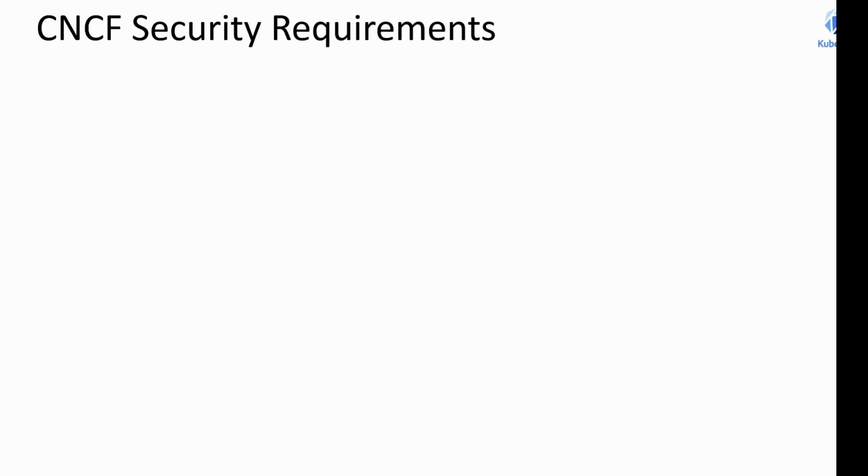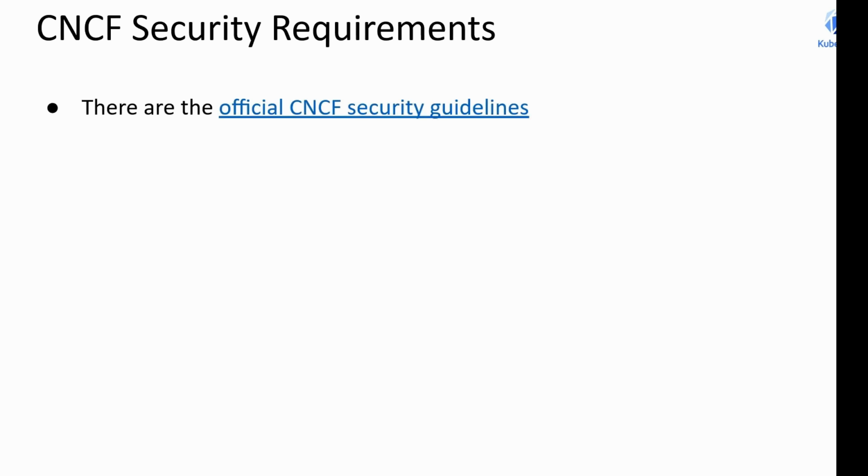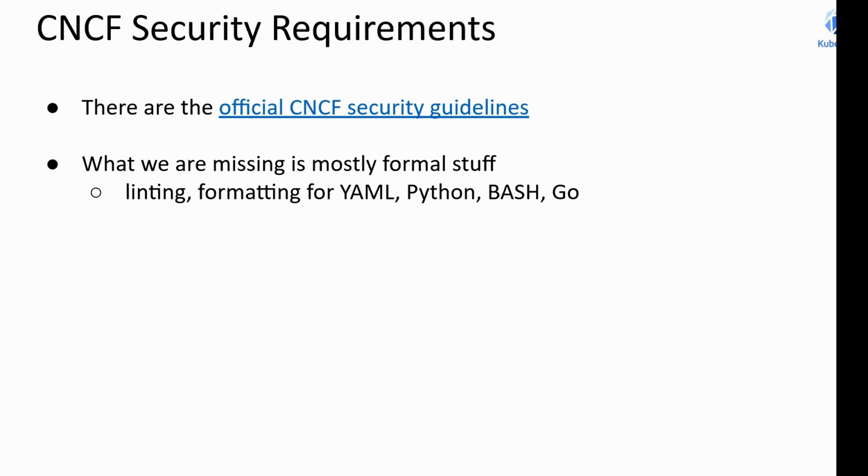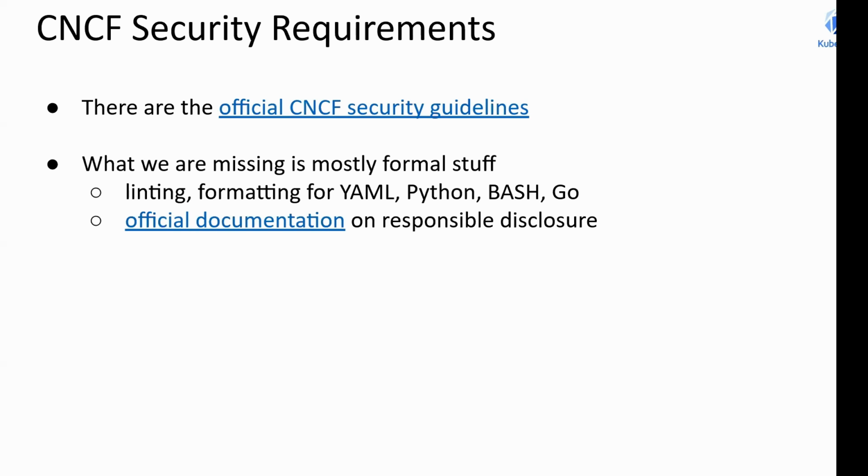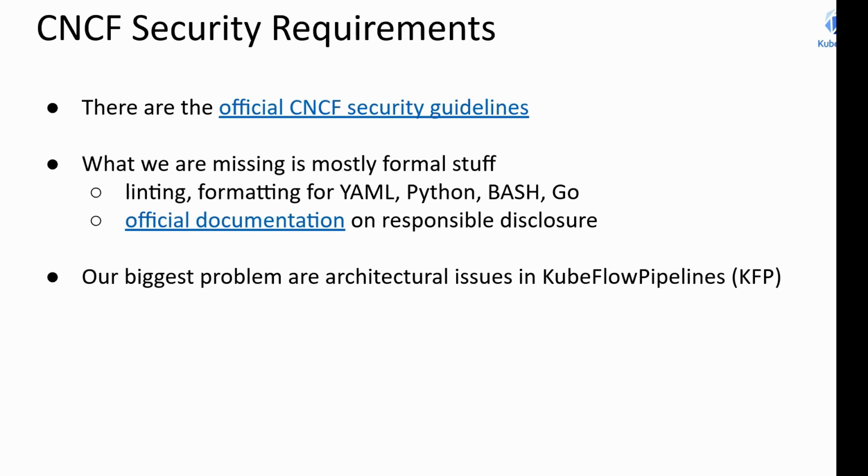Now, due to the CNCF migration that just happened a few months ago, there are now new security requirements enforced on the projects due to the CNCF participation. I checked them. They are linked here, and we are mostly missing formal stuff, such as linting, formatting code, and manifests, as well as some improvements of the formal vulnerability disclosure process. But these are quite simple formal issues, and the big elephant in the room is the missing multi-tenancy support within Kubeflow pipelines. I think this is the largest issue regarding security within Kubeflow.